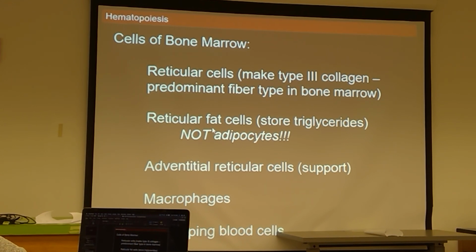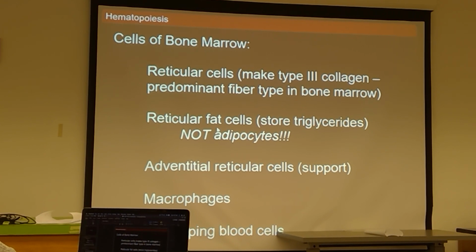So the reticular fat cells, they're reticular cells that are filled with fat. They do not come from lipoblasts, so they are not adipocytes. So we're going to see these fat cells. You can call it fat cell. A little more specific, it's the reticular fat cell or fat-filled reticular cell. But just as long as you're not calling it adipocyte, that's good.